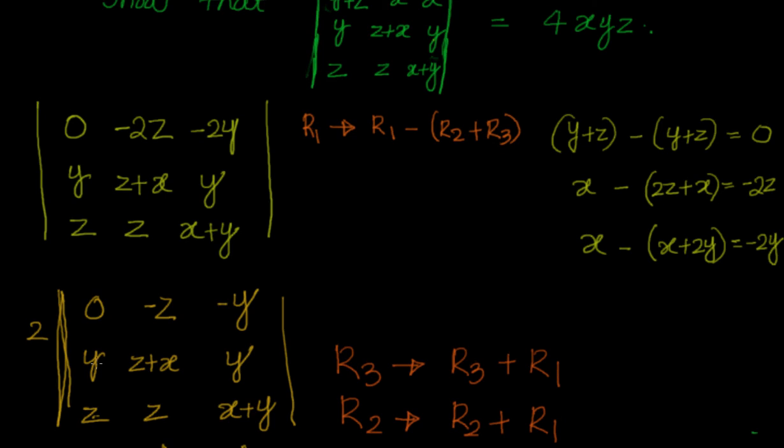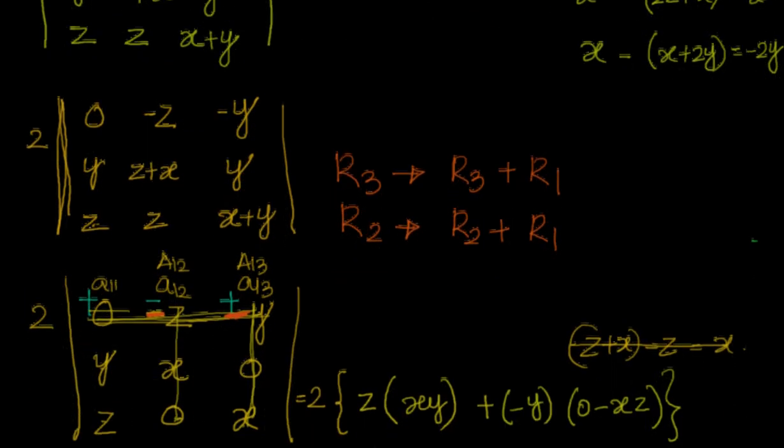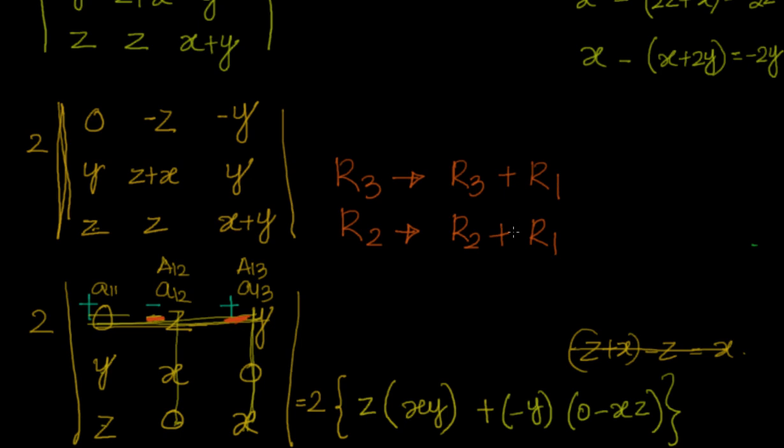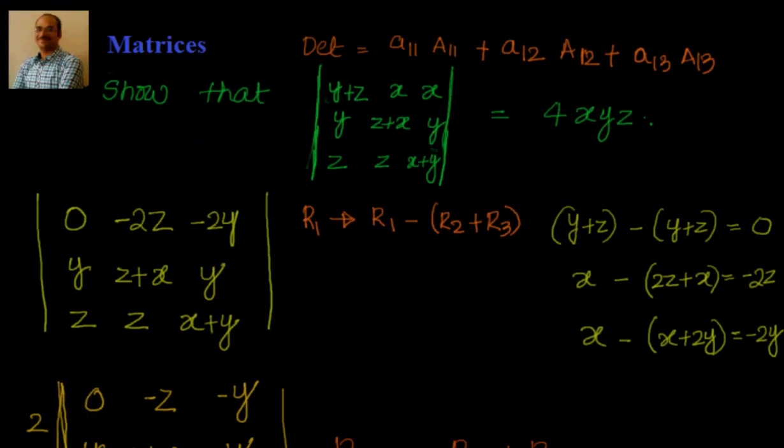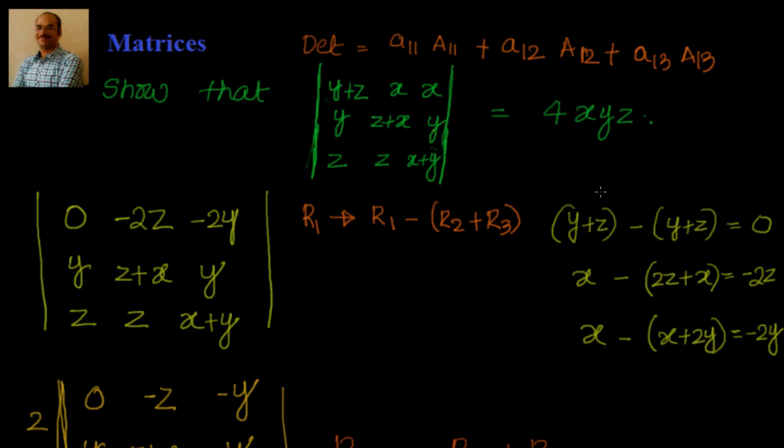Then I observed that if I add R2 to R1 and R3 to R1 separately, then I am getting simplified. So if R2 becomes R2 plus R1, I will have the third element in the second row becoming 0. Similarly, R3 is assigned R3 plus R1. I see that the second element in the third row is becoming 0. After that I have expanded and I found that the value I have to prove is equal to 4xyz. That's what we proved.